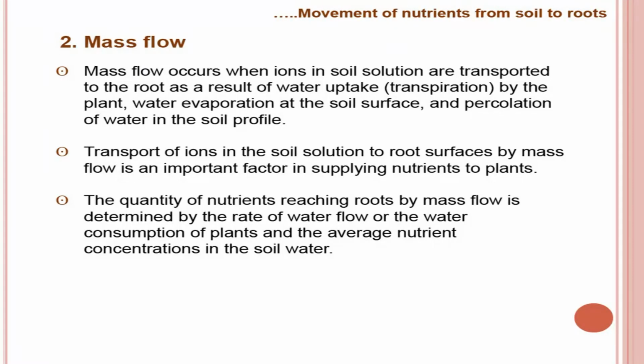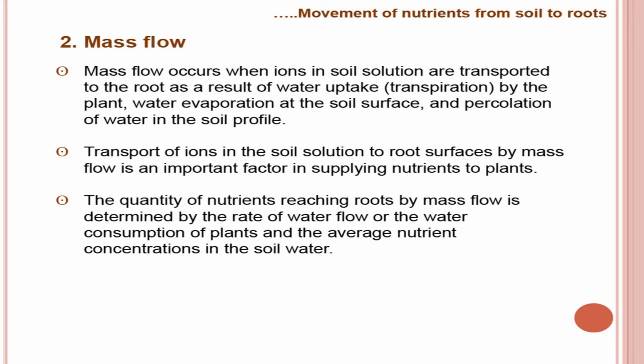Then comes, after root interception, let us see another mode of nutrient transport from soil solution to the plant roots. It is by mass flow. Mass flow occurs when ions in soil solution are transported to the root as a result of water uptake, transpiration by the plant, water evaporation at the soil surface, and percolation of water in the soil profile.